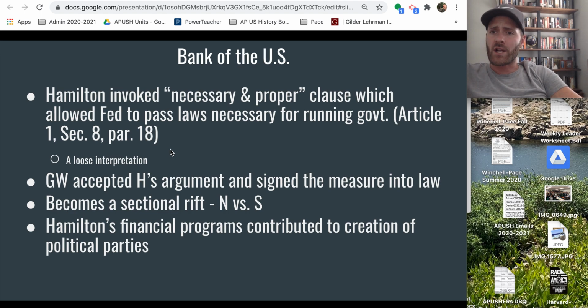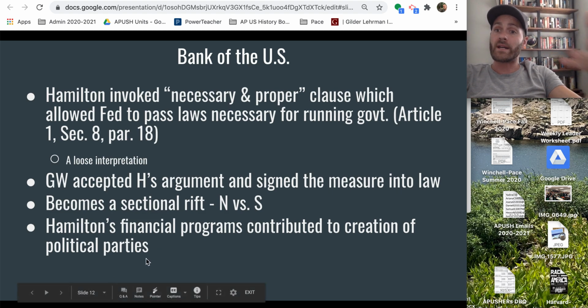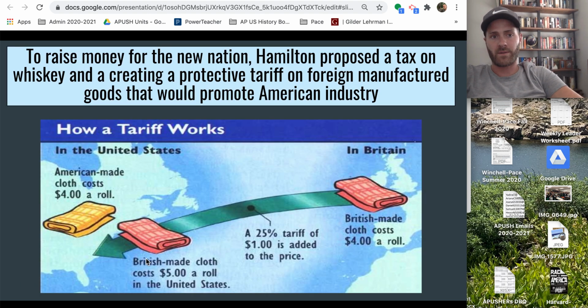And this becomes a really big sectional problem, right? The northern states are going to like the bank because the northern states are going to become more based on commerce and industry and trade. The southern states are going to dislike and distrust the bank because they're going to be more based on cash crops and agriculture and have less need for banking to regulate their economy. So Hamilton's financial programs, here's round two, have again divided the country into one group versus the other group. Thus, to a great extent, economic disagreements are going to be the foundation of the first political parties.